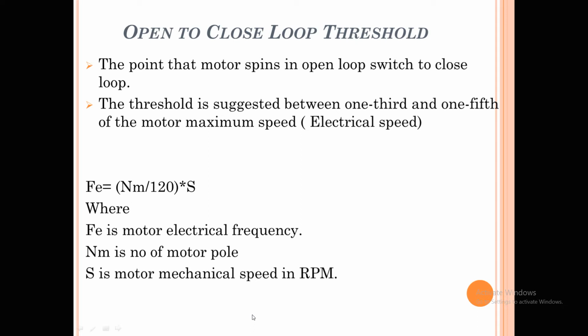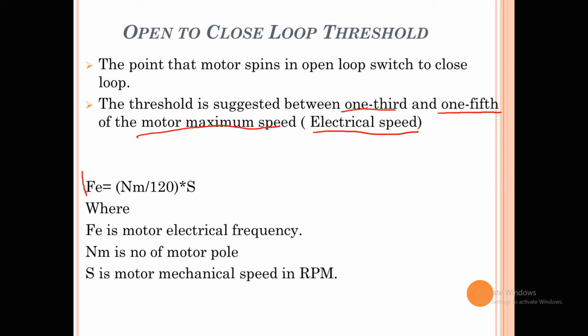If you switch this threshold from open loop to closed loop at a very high RPM, in that case also the motor may trip or enable the overload protection. The general idea is that it is always about 1/3 of the maximum speed, and that is the electrical speed, not the mechanical speed. Let's see one basic formula.